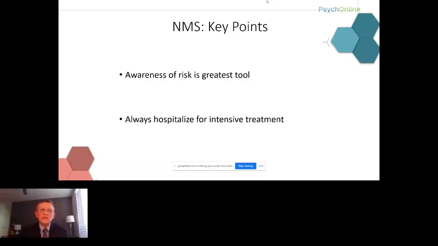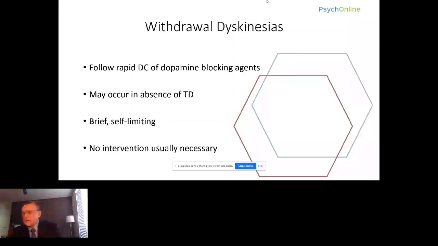What are our key points for this problem? Again, your awareness of the risk is your greatest tool in diagnosing and responding to it. And always hospitalize for intensive treatment.